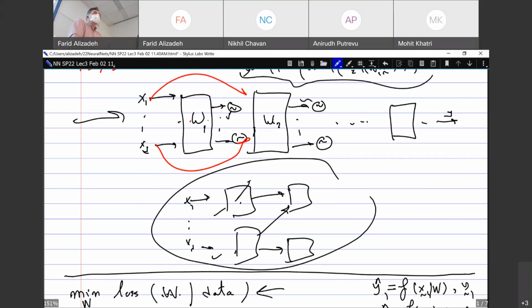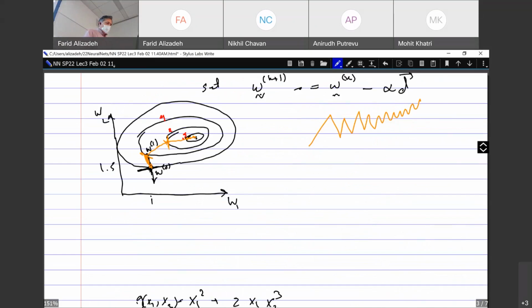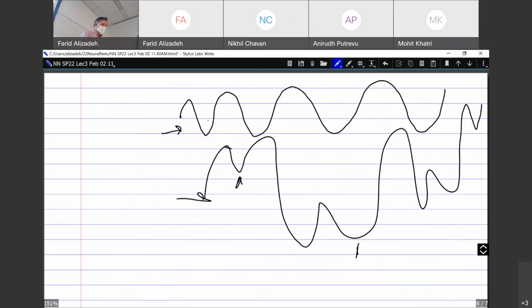So we need a systematic approach to evaluating the function and evaluating its derivative, or actually the gradient, the derivative with respect to all variables. So how do we go about doing that?